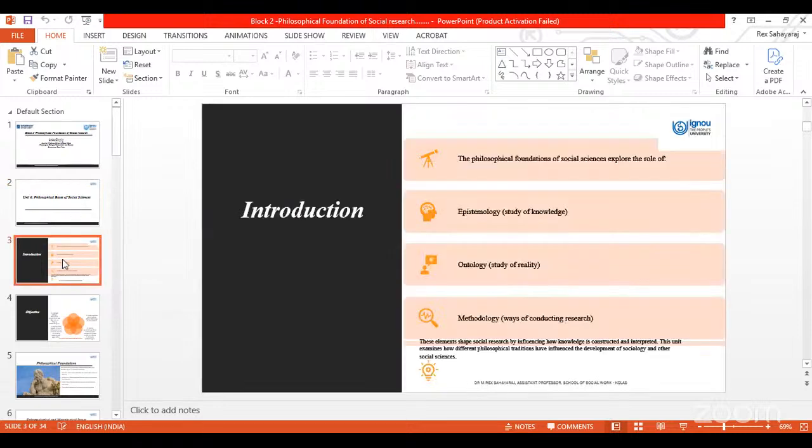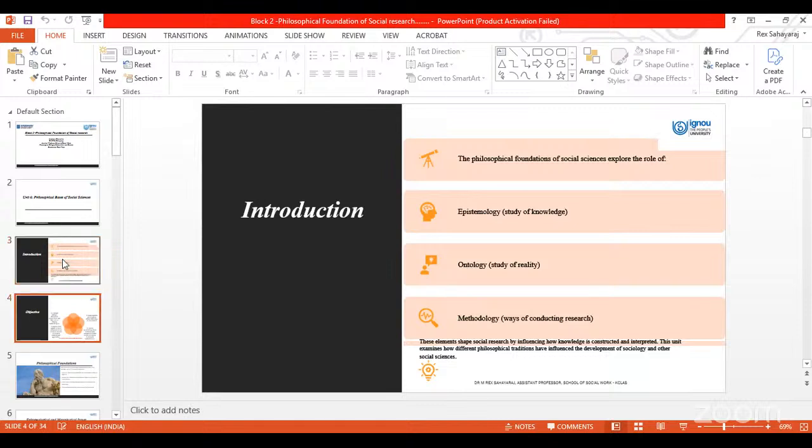So we learned about the philosophical foundation: epistemology, the study of knowledge, and ontology, the study of reality. We also need a little understanding of how we are going to conduct the research. When you say philosophical foundation, these three are the pillars: epistemology, ontology, and methodology. That is, the study of knowledge, the study of reality, and the way of conducting research.